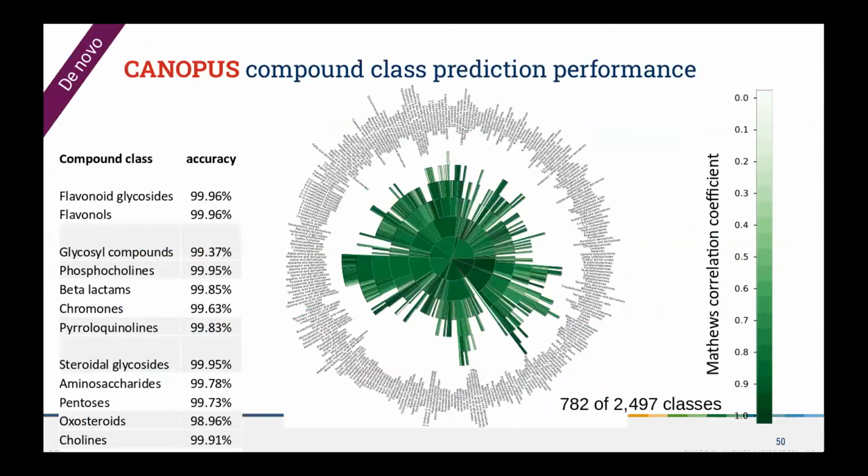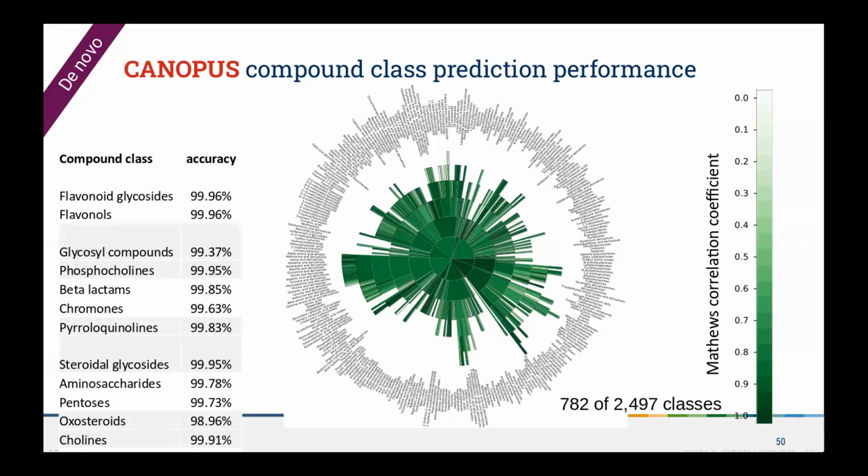And again, there is some evaluation. I do not want to go into detail here, but at least we can say that Canopus is very, very accurate. For 782 of the 2,500 classes we can predict, the predictions are very, very accurate, and all the others also work very well.